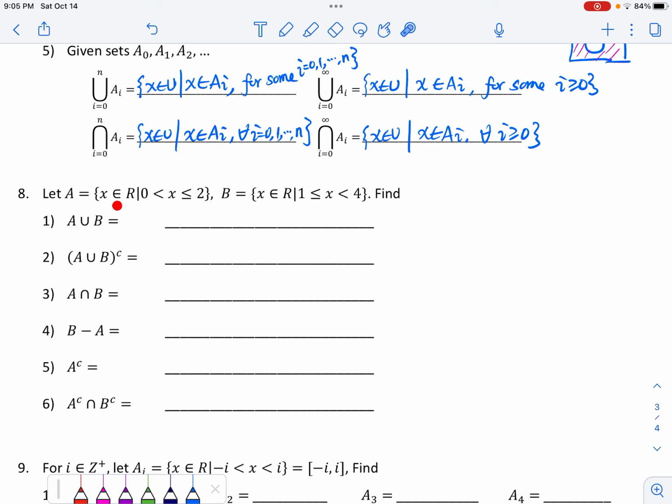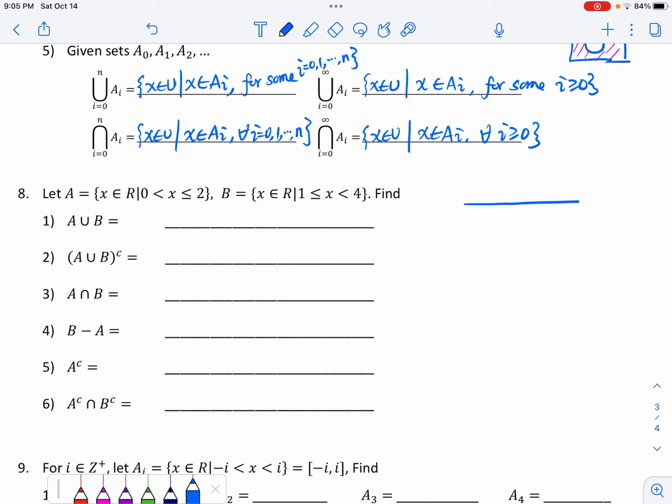So let A be X in R. These are real numbers, where X is greater than 0 but less than or equal to 2. B is X greater than or equal to 1 but less than 4. Let's find A union B.